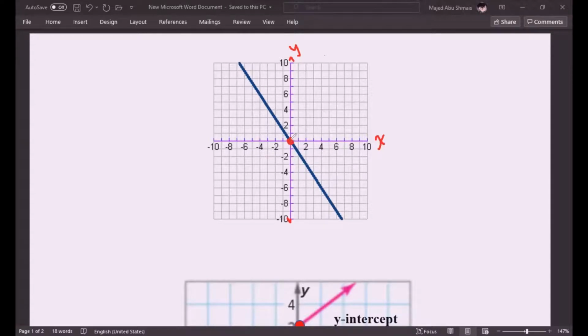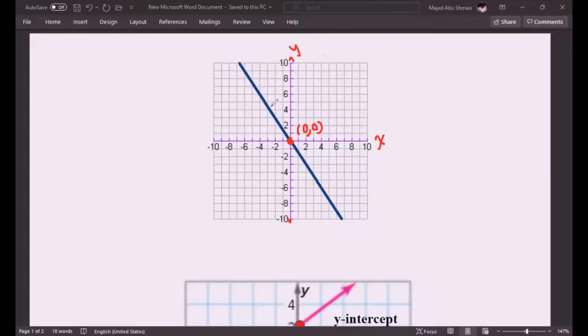And what is this point? What is the coordinate for this point? It's actually 0 on the x-axis and 0 on the y-axis. This is the origin point. It has 0 x coordinate and 0 y coordinate. So this line has the same y-intercept and x-intercept, and it is the origin point.